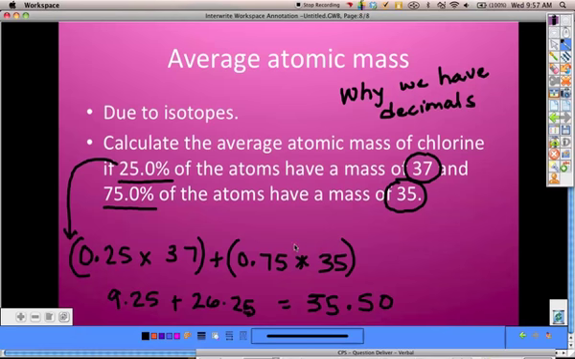I'm not going to go through the example of iron. Do you have the example of iron on there? You can try that one at home, and I will podcast it and put it up.